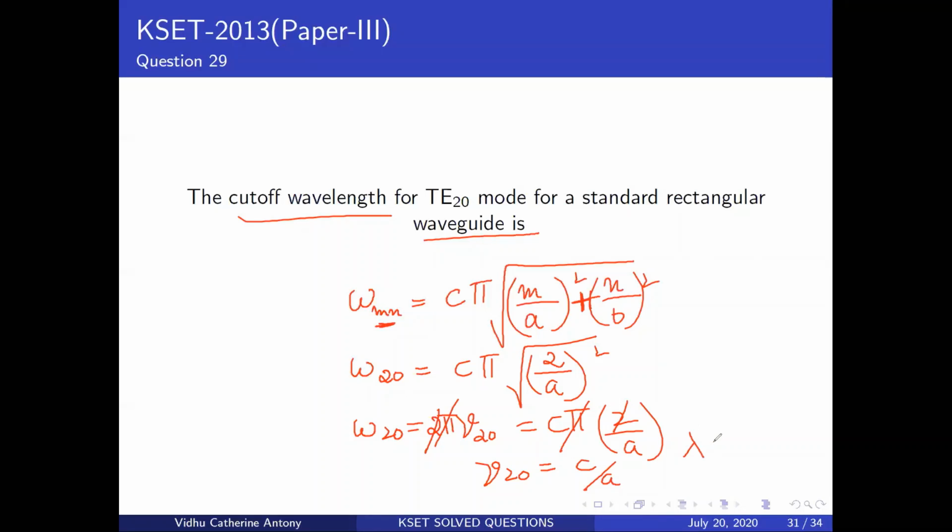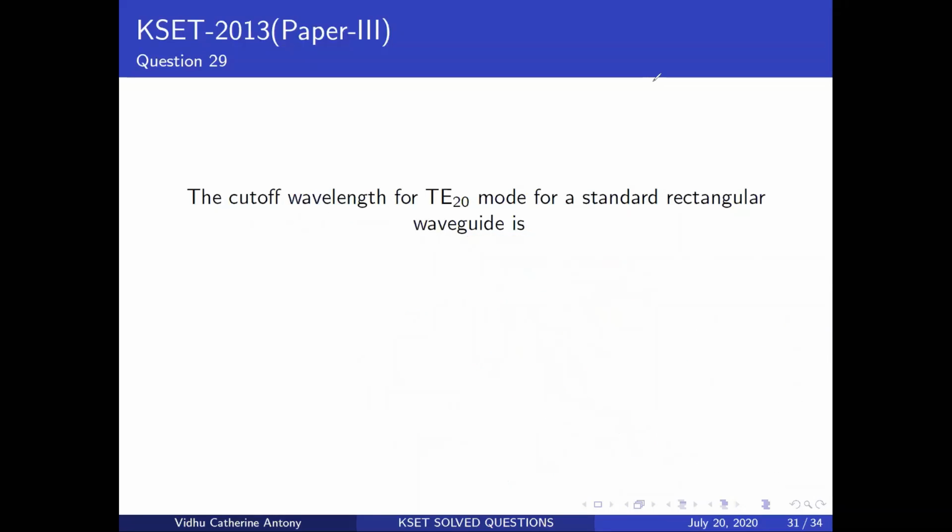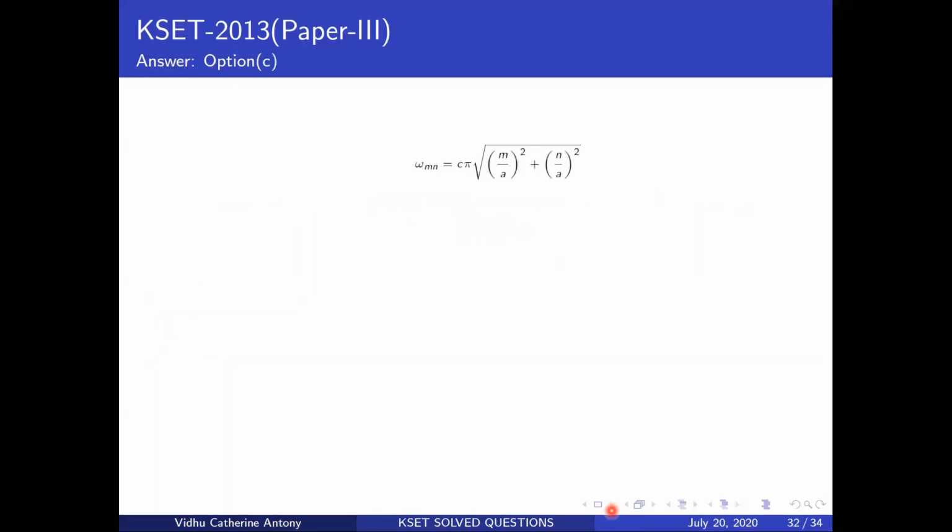Now I need to find out what the wavelength is. So let's look at c is equal to nu lambda. This is my wavelength, this is my frequency, this is my speed of light, right? So now I will substitute this nu 20 here. So c is equal to c divided by a into lambda 20. Let's cancel this out. What do you get your lambda 20 to be? It's A. Okay. So let's look at this. What are the options? So it's going to be option C. So this is the formula that's given to you, and this is your cutoff frequency for your TE mode.